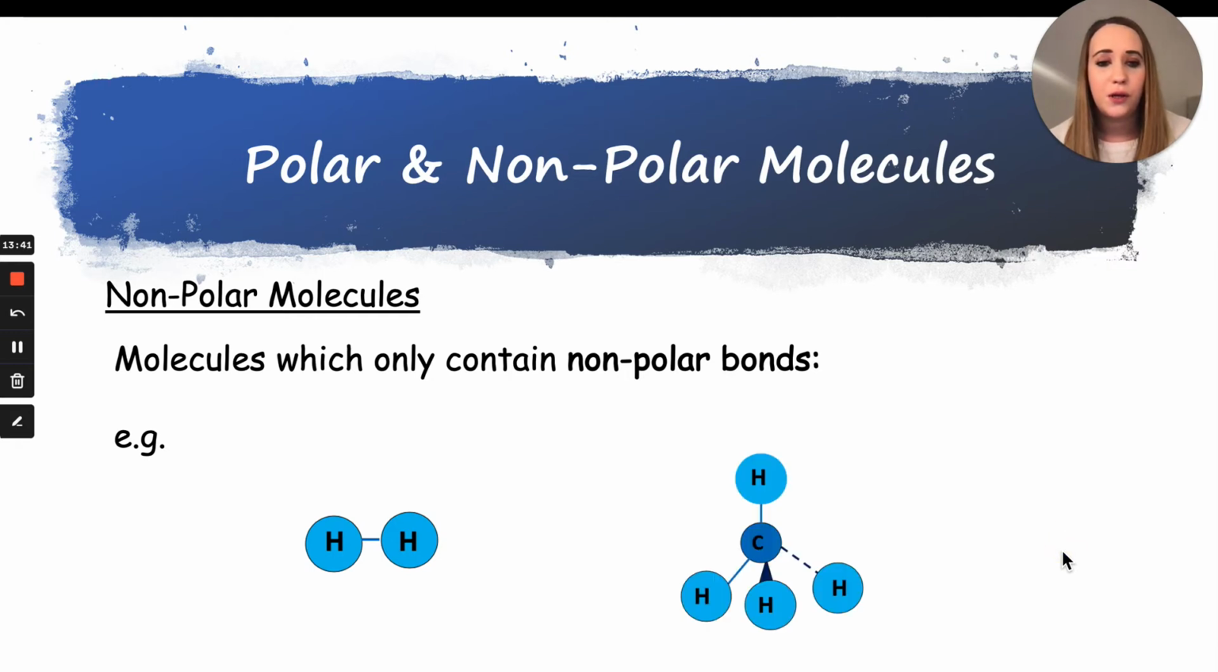One example just to be aware of is bonds between carbon and hydrogen. These elements do have a slight electronegativity difference, but it's so small that the bond between carbon and hydrogen is considered non-polar. So if you see C-H bonds in a molecule, then remember they are non-polar bonds, although you wouldn't expect that necessarily from the electronegativities. Okay, so that's the easy non-polar situation.